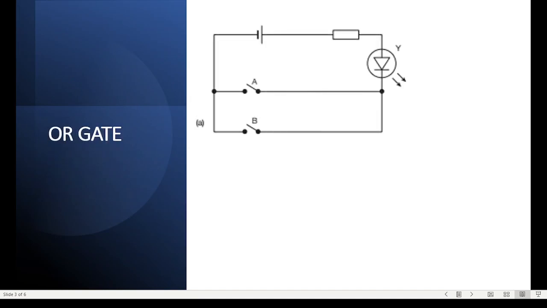The OR gate behaves as if it is a parallel circuit. Alright, and in depicting or to symbolize the OR gate, it is similar to that of the AND gate. It's just that it's like an arrowhead. So this is the symbol for the OR gate.